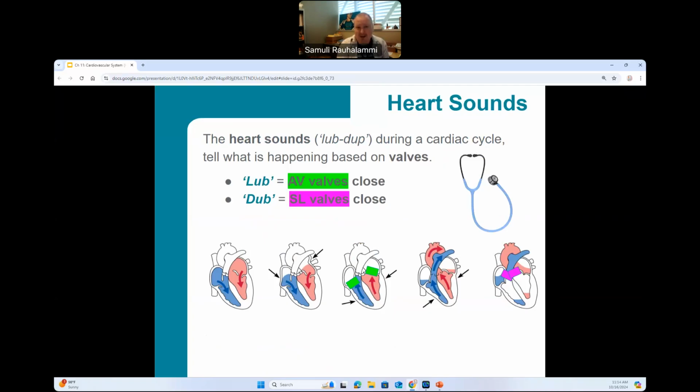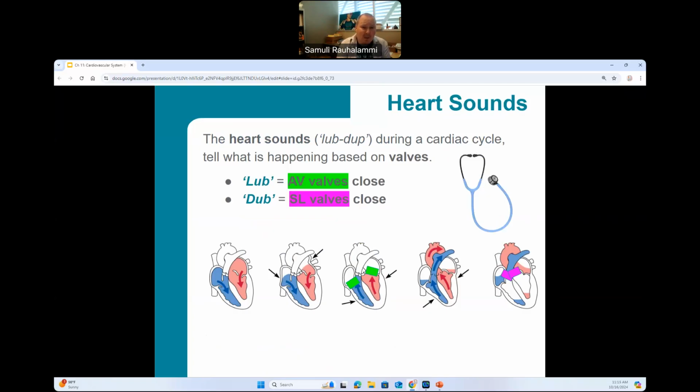So the first sound is created when the AV valves slam closed. This is a longer, louder heart sound, signaling that the atria have emptied and the pressure is building within the ventricles. The second sound that we're going to hear is when the semilunar valves slam closed. This is a shorter and sharper heart sound, signaling the ending of ventricular systole. And there is going to be a pause in between, which indicates the heart being now in relaxation stage.